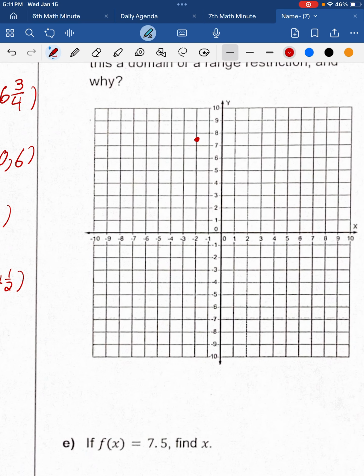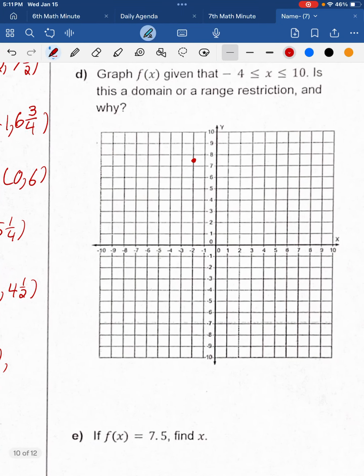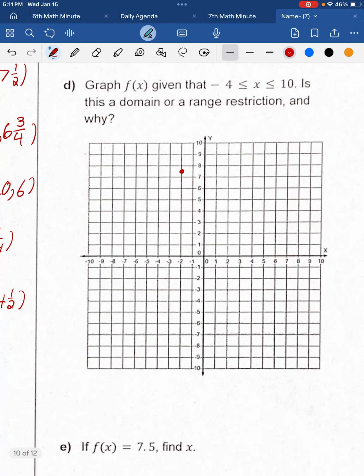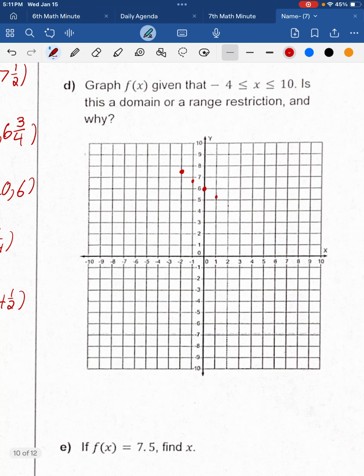It'll be about right there. Then we have -1, 6 and 3/4. About right there. 0, 6. 1, 5 and 1/4. And then we have 2 and 4 and 1/2. So we can make a straight line with this, and this will be a function.